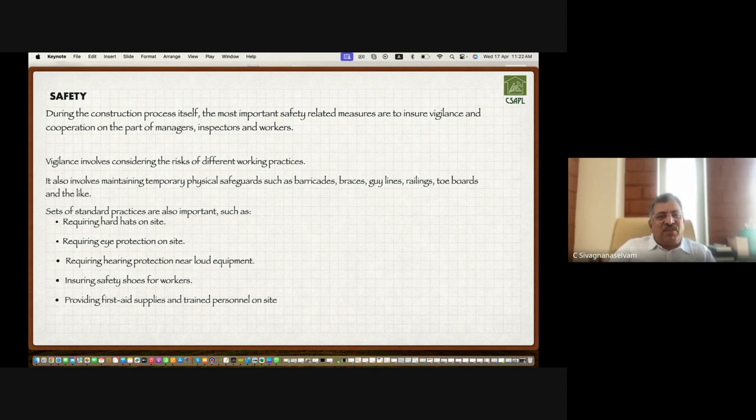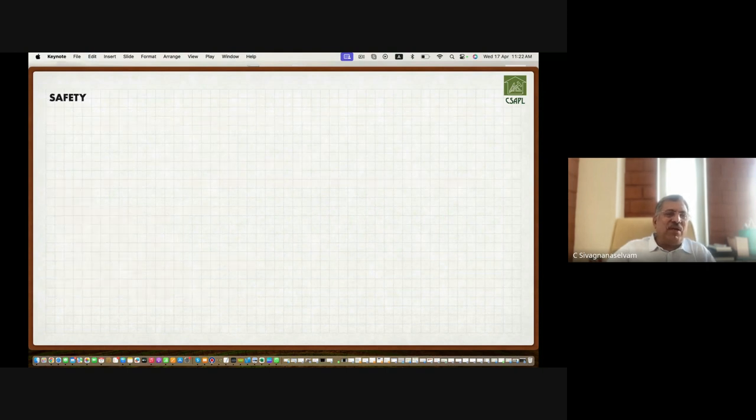And providing first aid supplies and trained personnel on site. From different groups, we can train one person on first aid supplies and train them to give first aid immediately for small wounds before taking them for treatment.